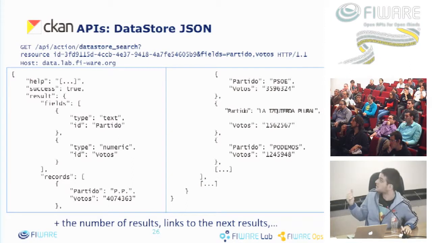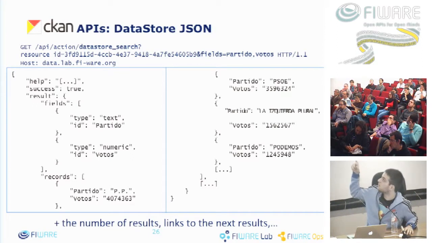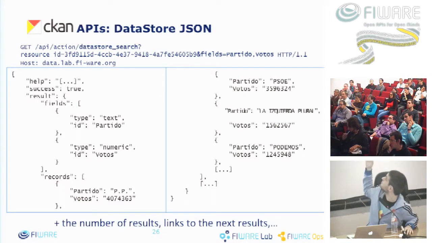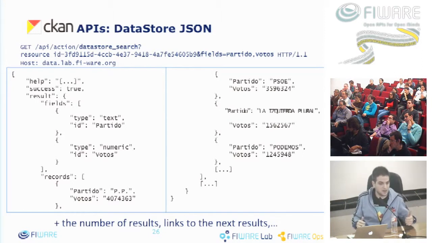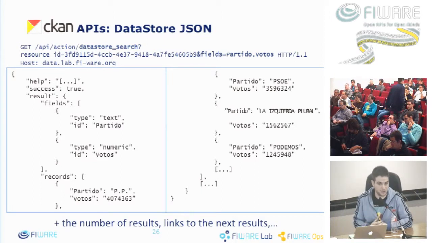API that allows us to access the data. It is easier because it's more RESTful. You have to include the resource ID in a GET field, and you can filter in a very easy way. It's easier, but it's not as flexible as the previous one because you cannot merge different resources.